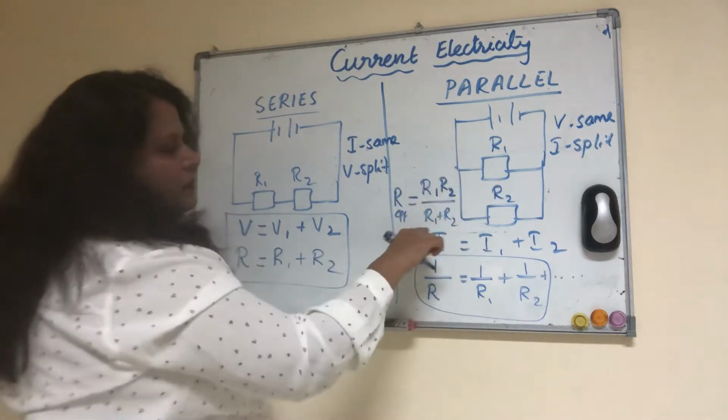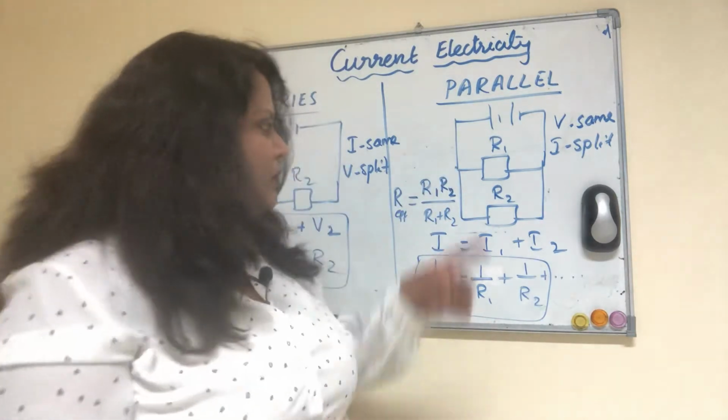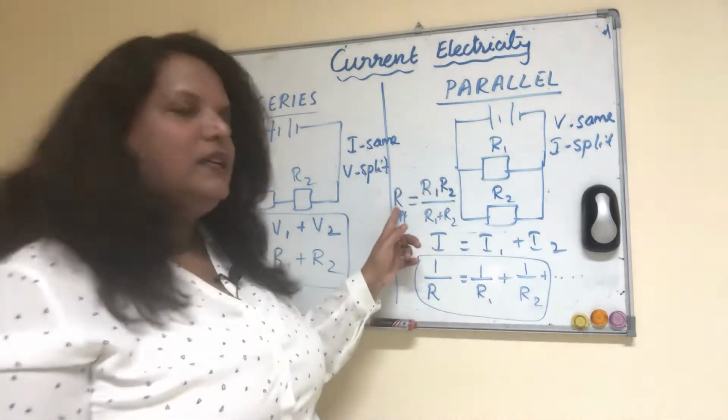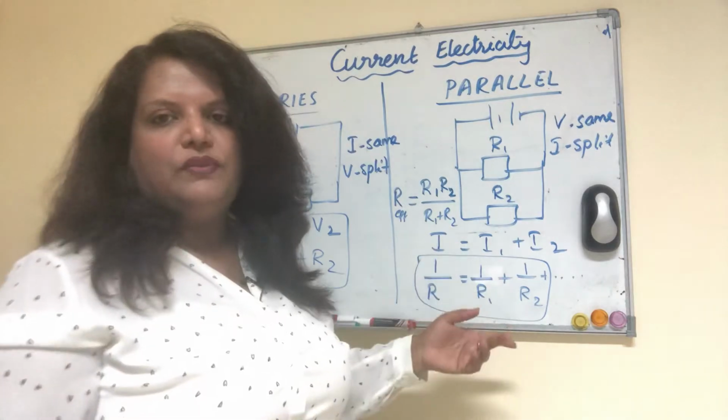R1, R2 divided by R1 plus R2. So this formula will be easy because you don't have to take the inverse in this case. Do you get it? But if you're using this formula, in the final step you have to take the inverse.